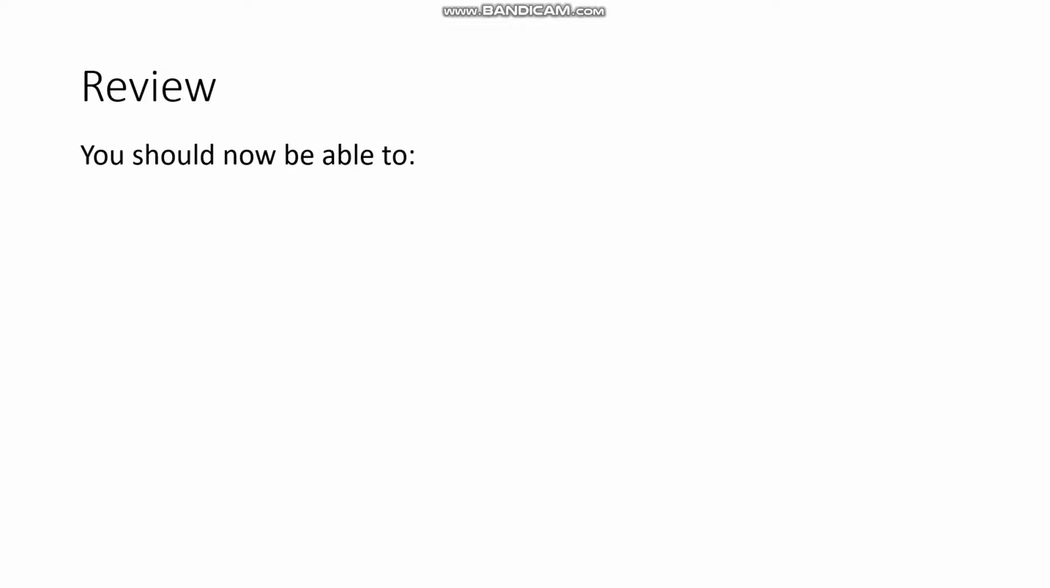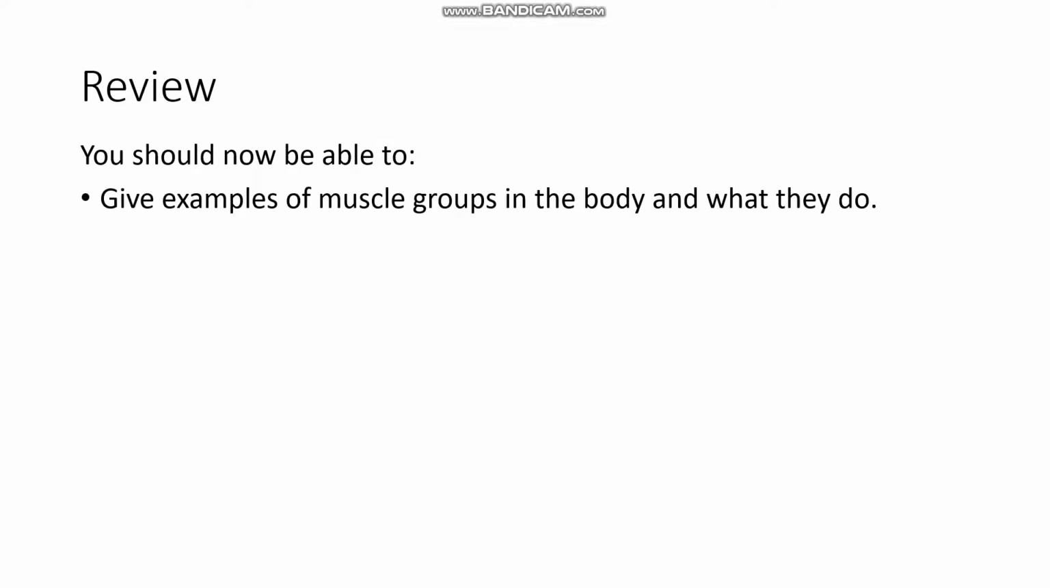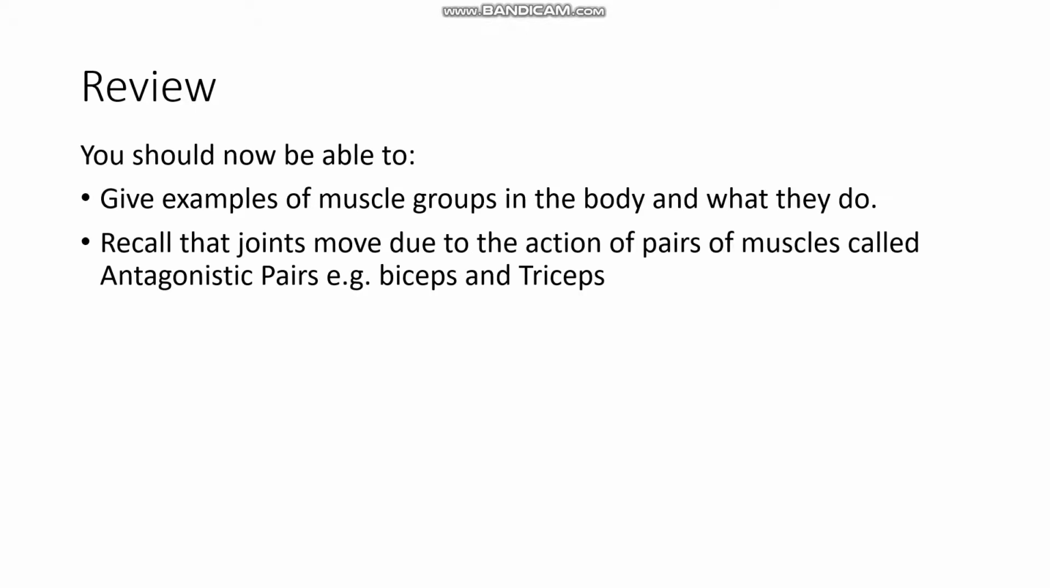Okay then, so you should now be able to give examples of muscle groups in the body and what they do. You should recall that joints move due to the action of pairs of muscles called antagonistic pairs, e.g. biceps and triceps.